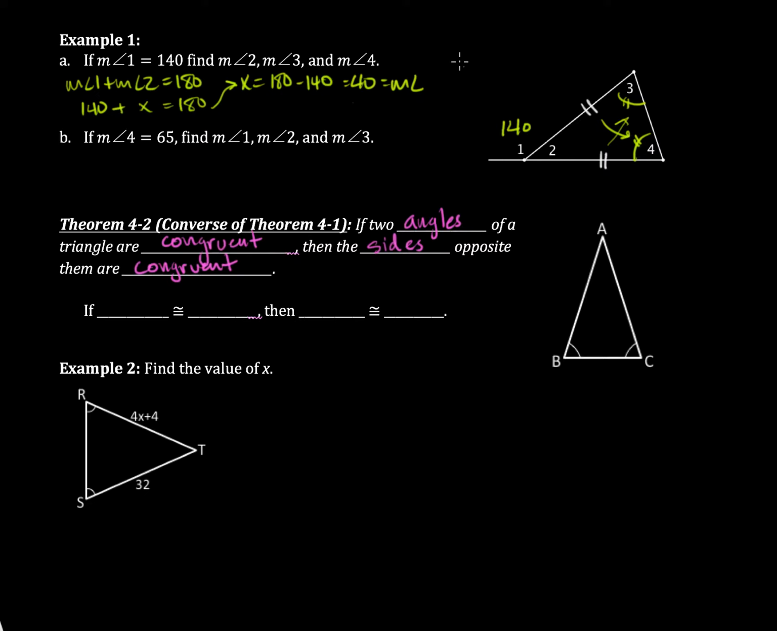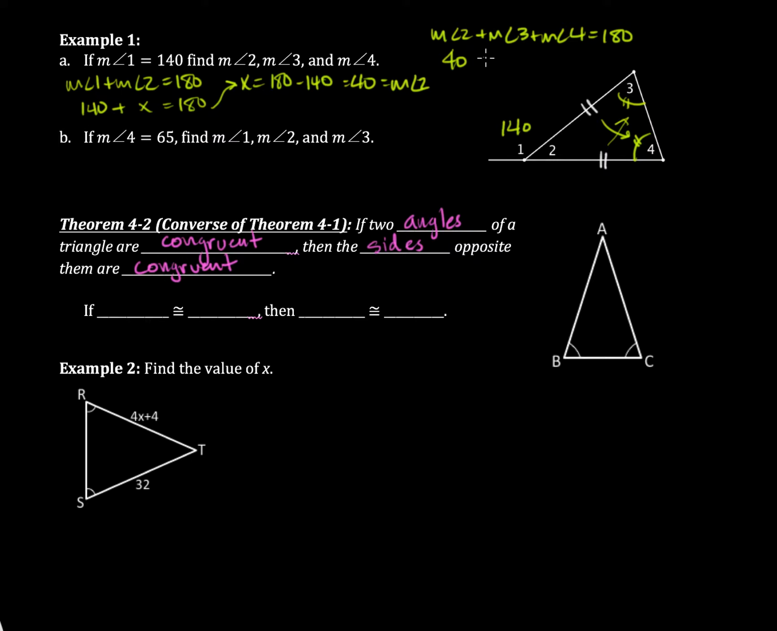Now I also know that the measure of angle 2 plus the measure of angle 3 plus the measure of angle 4, I know that that should all add up to 180, because those are the interior angles of my triangle. I now know that angle 2 is a 40-degree angle, and I know that these are both the same.